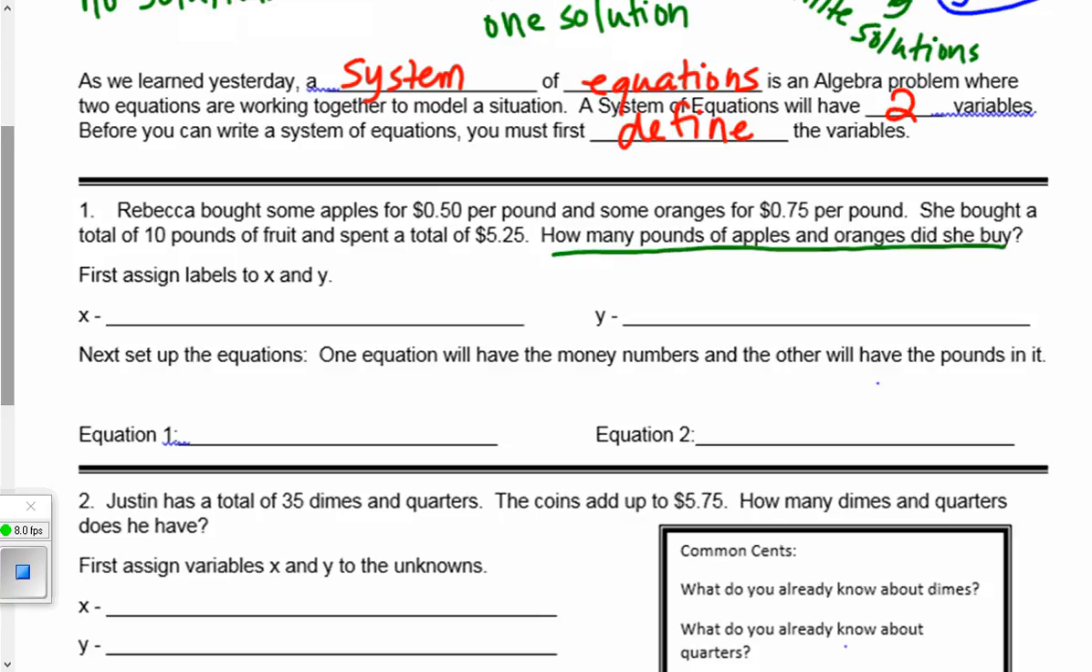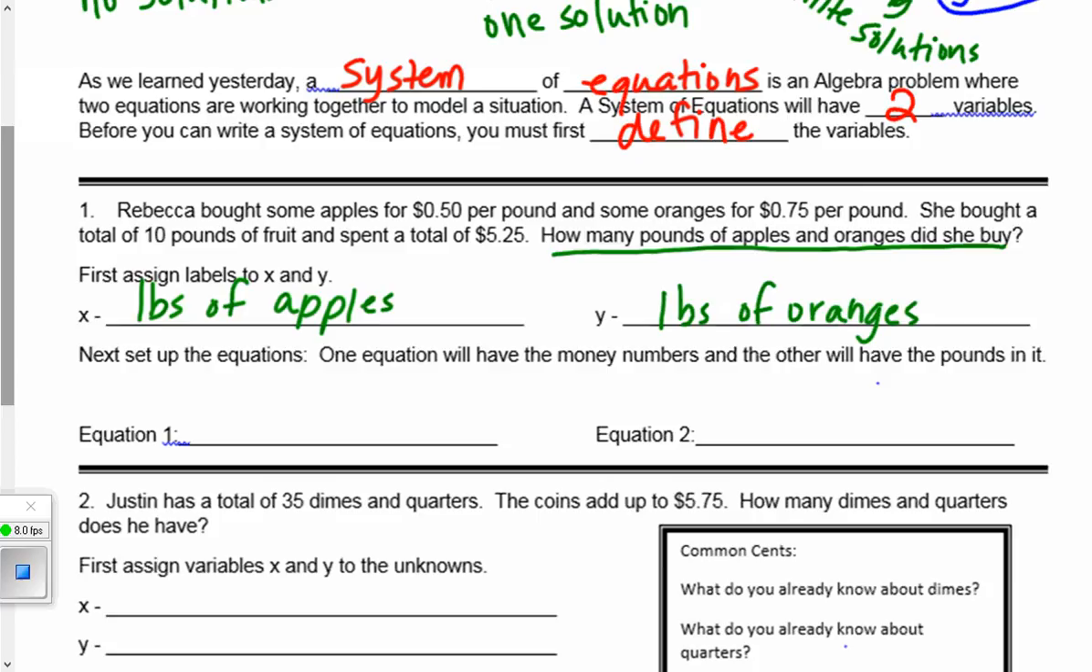So X would need to stand for the pounds of, we just pick one, apples. And Y would need to stand for the pounds of oranges. Some people get confused and they might say the cost of apples or the cost of oranges. Well, they already told us that. They wouldn't ask you for it if they already told you the answer.